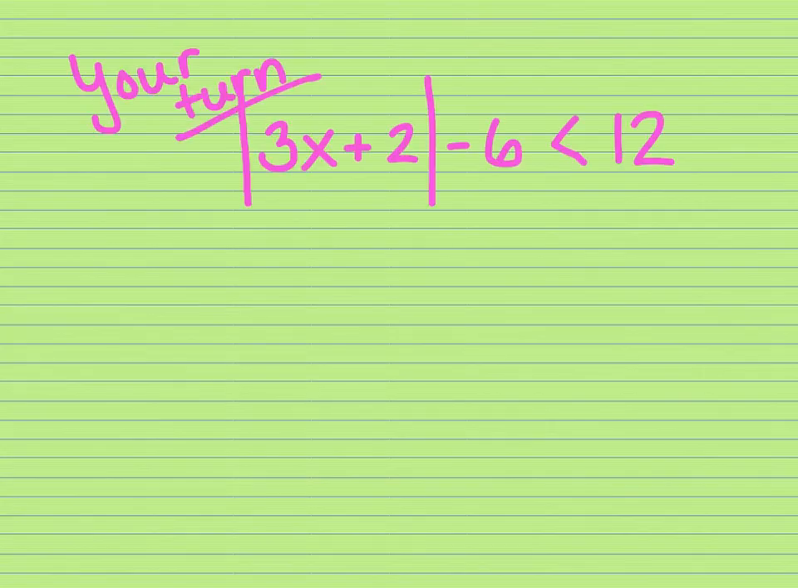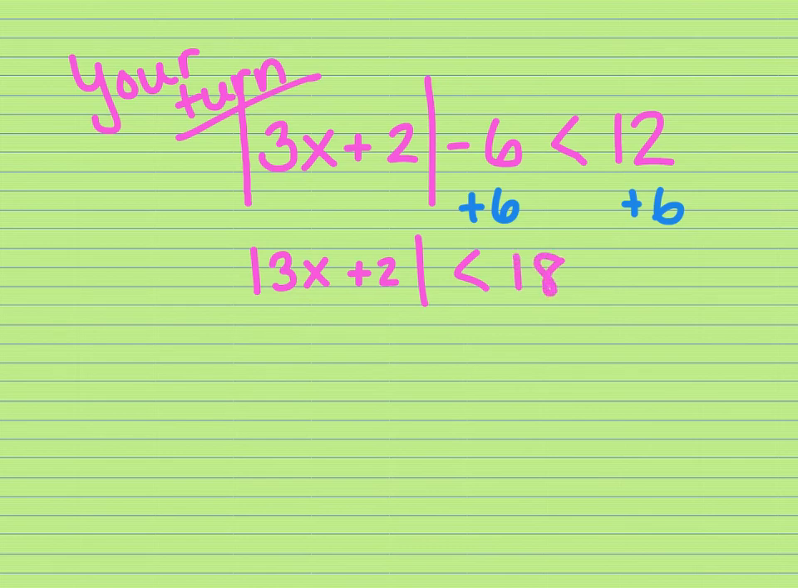Okay, you're going to work through this one. So think about what is your first step. Hopefully you knew to isolate the expression where you add 6 on both sides to get the absolute value of 3x plus 2 is less than 18. Okay, so is this an and or an or? Hopefully you recognize this as an and.